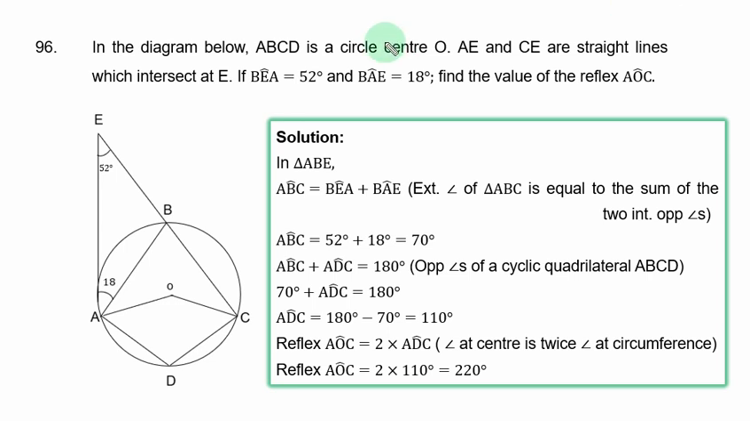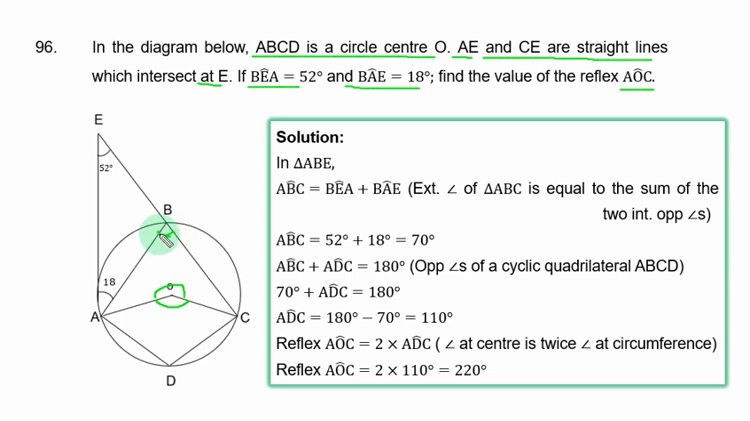Example 96. In the diagram below, ABCD is a circle center O. AE and CE are straight lines which intersect at E. If angle BEA is equal to 52 degrees and angle BAE equal to 18 degrees, find the value of the reflex angle AOC. This is the reflex angle, and to get the reflex angle, the obtuse angle is needed. To get the obtuse angle, this angle at circumference is needed. And to get this angle at circumference, you have to consider triangle ABE.